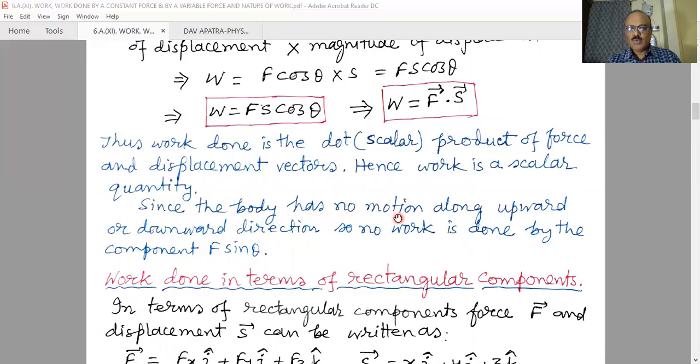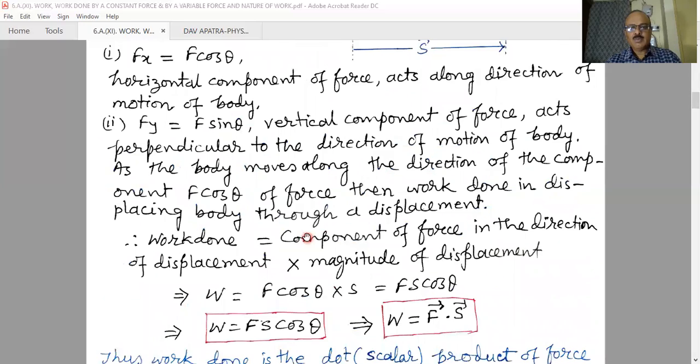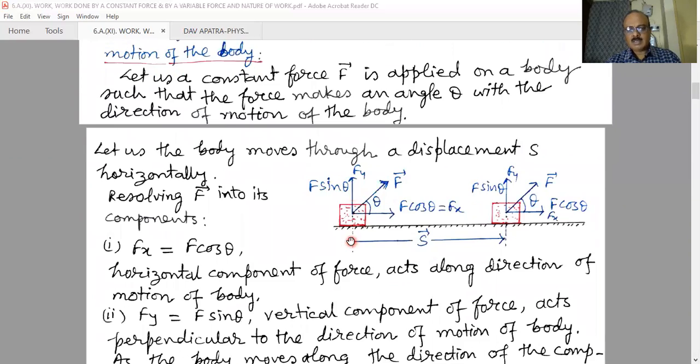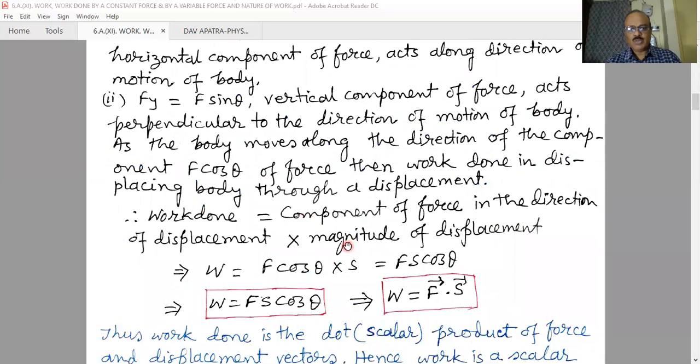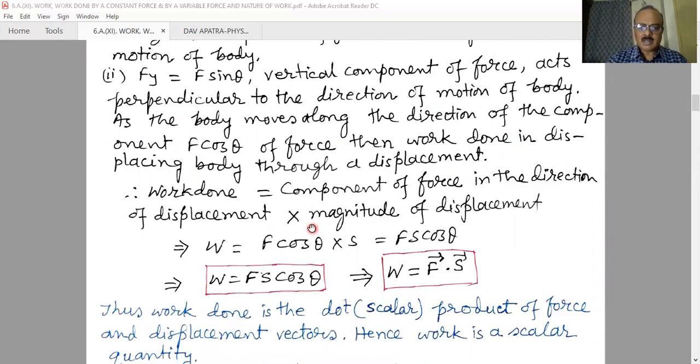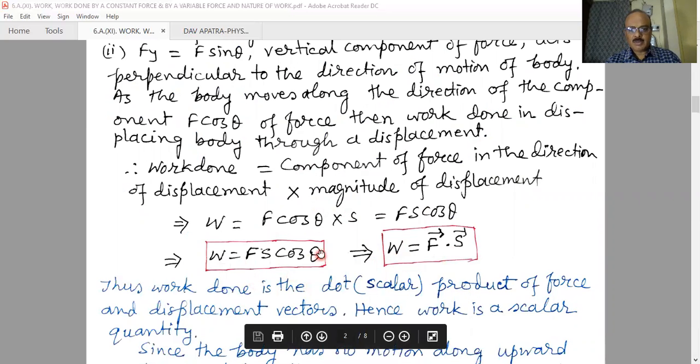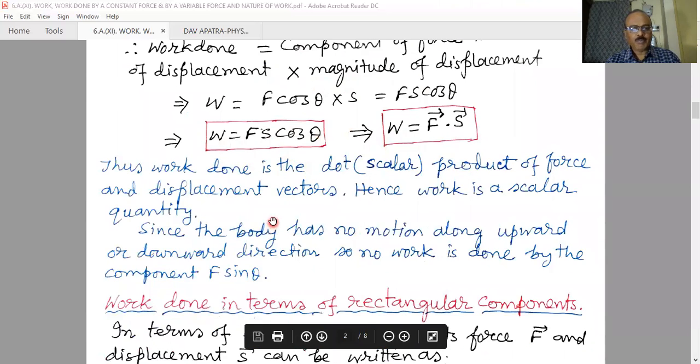Since the body has no motion along upward or downward directions, no work is done by the component F sin theta. Here only the F cos theta component is doing work, and in such a case we can write Fs cos theta, and vectorially we can write it as F dot S. The result is the work, a scalar quantity. Therefore we get a dot product, or obviously Fs cos theta, that is F dot S.